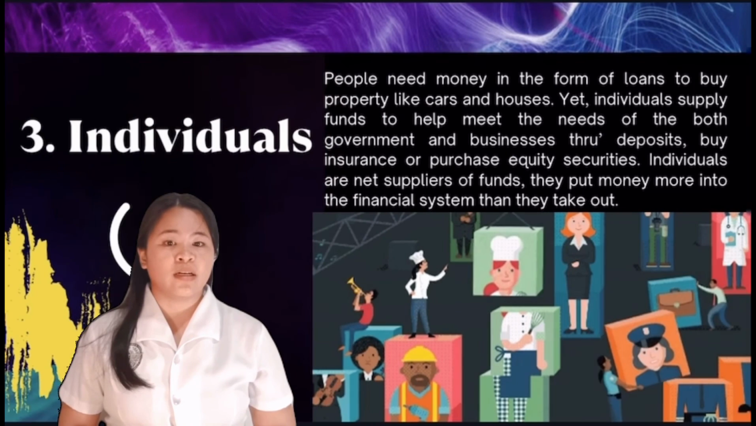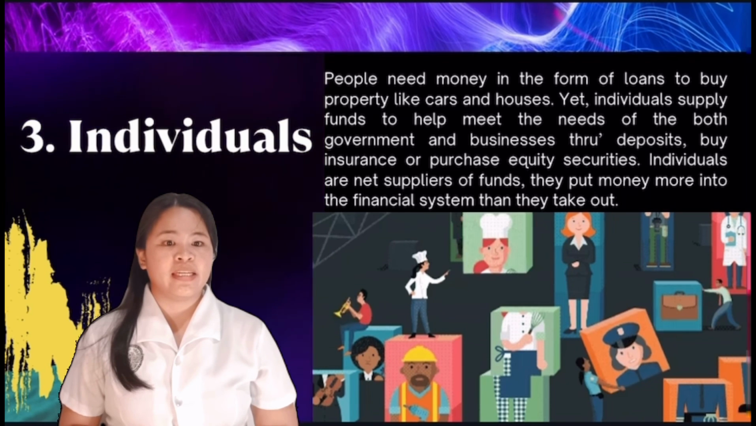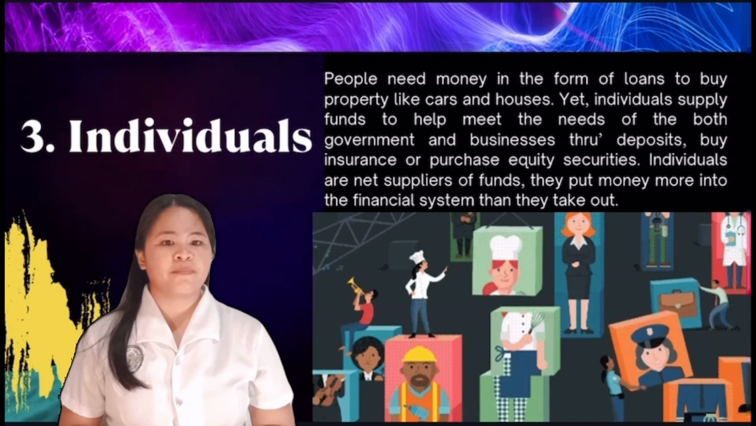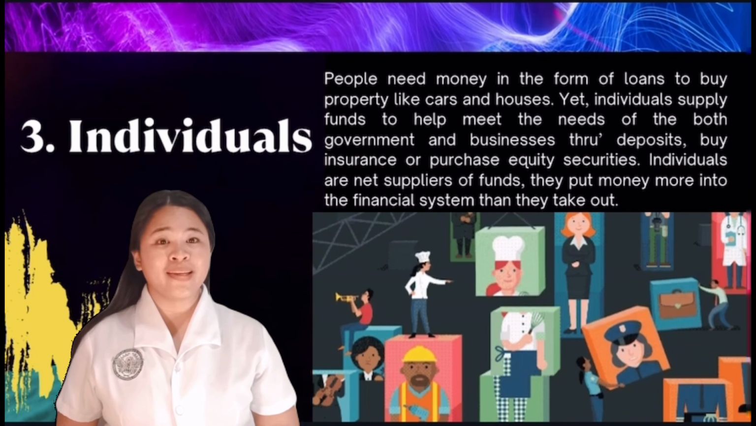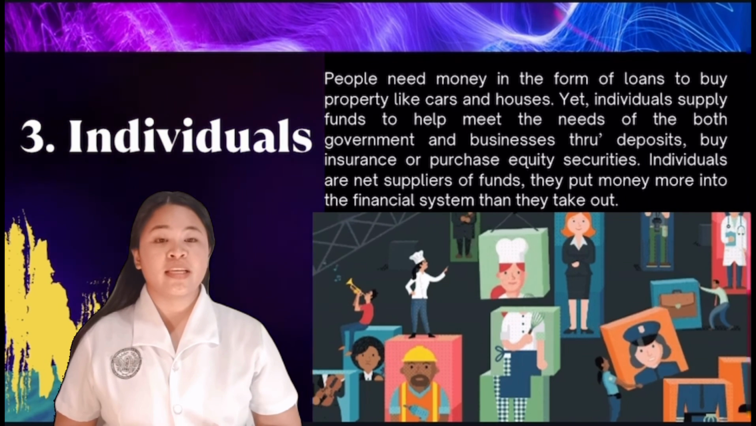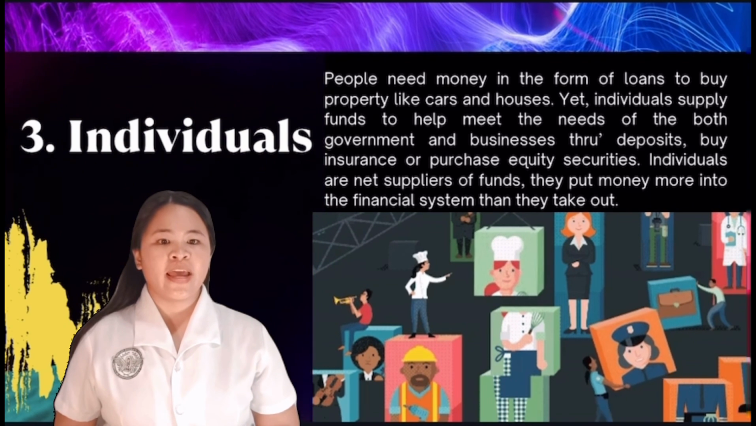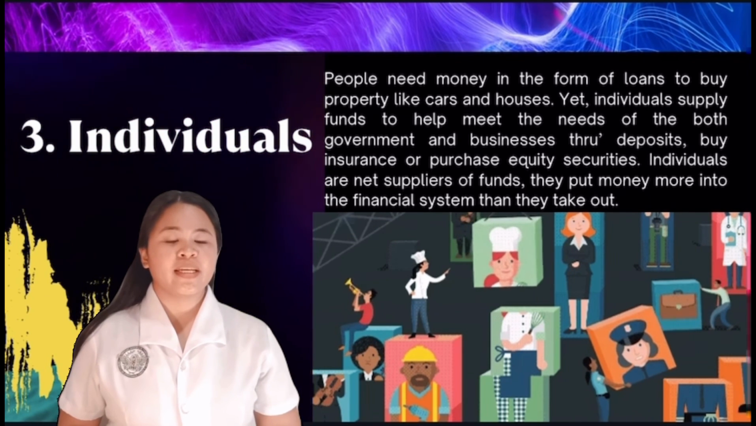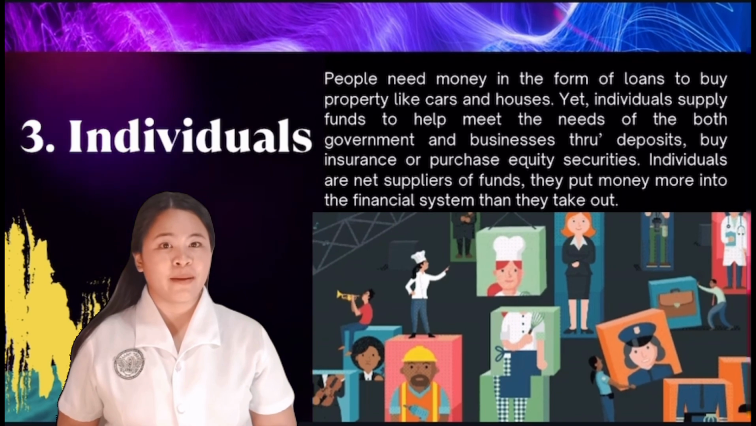Lastly is individual. We are more familiar to the fact that people need money in the form of loans to buy property like cars and houses. Yet, individuals supply funds to help meet the needs of both government and businesses through deposit in savings account, purchase of debt or equity security, and buy insurance or various type of property. As a group, individuals are net suppliers of funds. They put money into a system to circulate.